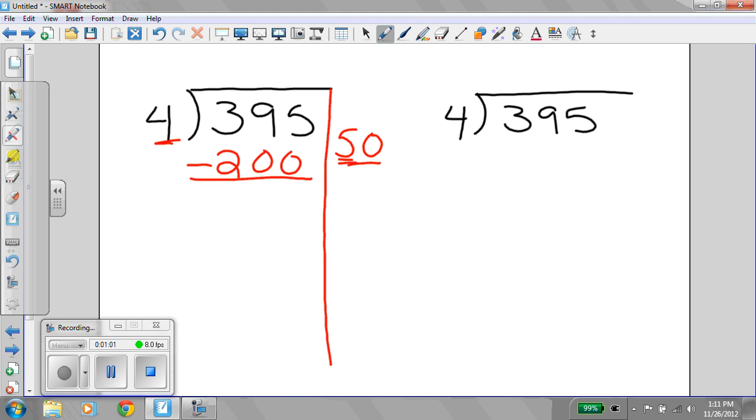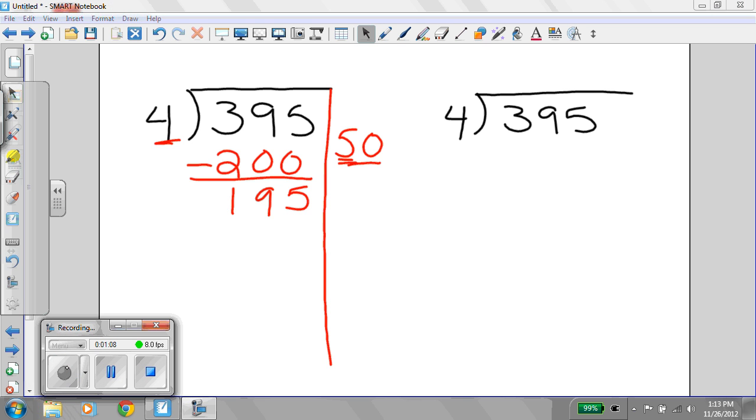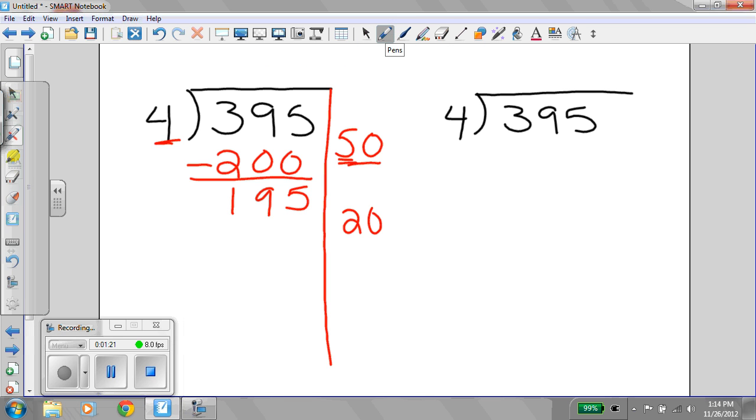Subtract 395 minus 200, and come up with 195. The next thing you're going to look at, how many 4s are in 195? Let's see. Let's try 20. Are there 20 4s in there? Well, I know that 4 times 2 is 8, so that means 4 times 20 must be 80. Subtract: 5 take away 0 is 5, 9 take away 8 is 1, and 1 take away nothing is 1.